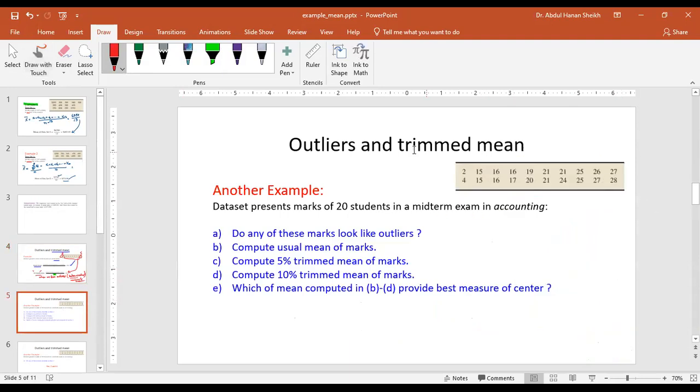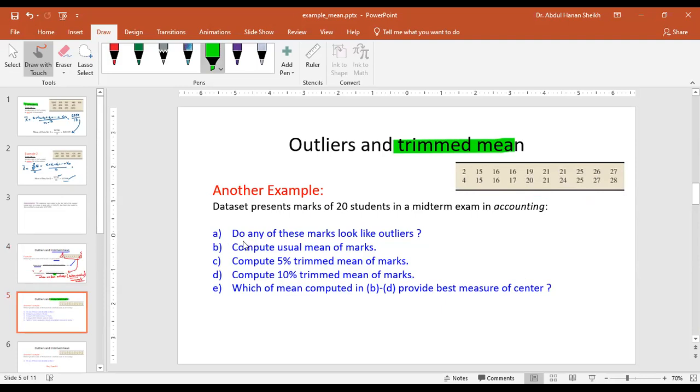So another example on this trimmed mean. Now this example presents the marks of 20 students in a midterm exam in accounting, for example, out of 30 or 40 or 50, let's say. So this is a data set. Just have a very keen look. We have to respond to these 5 questions for this given data.